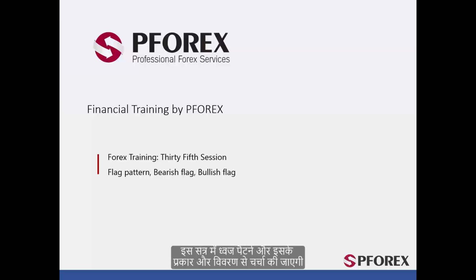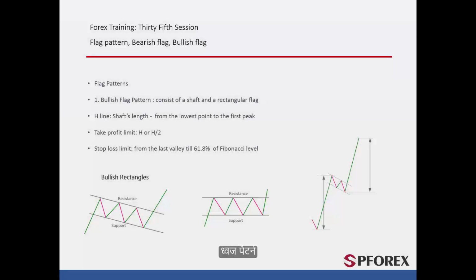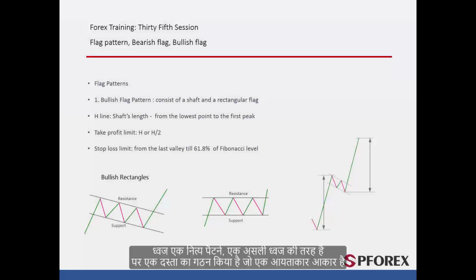In this session, flag patterns, their types and details will be discussed. Flag patterns. A flag is a continual pattern. Like a real flag, it has a rectangular shape, which is formed on a shaft. The horizontal rectangle is formed by several waves with a moderate slope or level peaks and valleys.